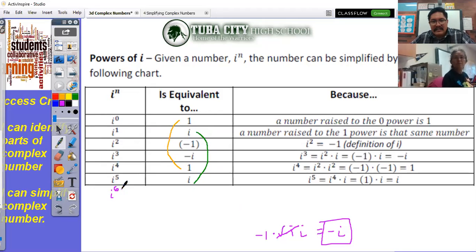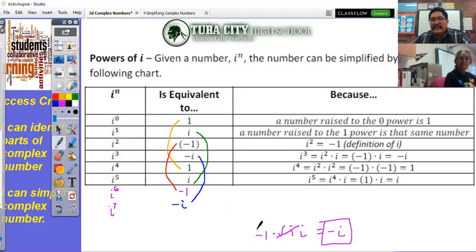So if I have i to the 6, what's the next number in the pattern? All right, you may not have seen it right away, but it's going to be negative 1 because that's the next number in the pattern. What about i to the 7? If I had i to the 7, what would that next number be? You're starting to see it? Oh, wait, I picked the wrong one. That'd be negative i. There you go.